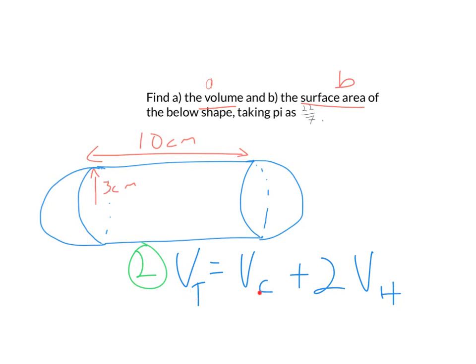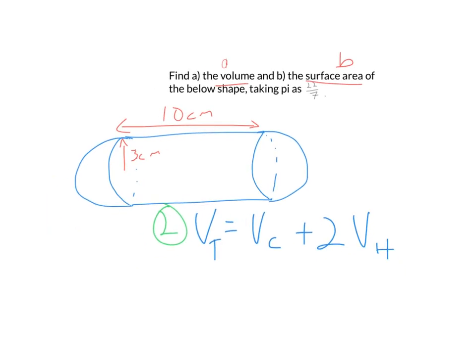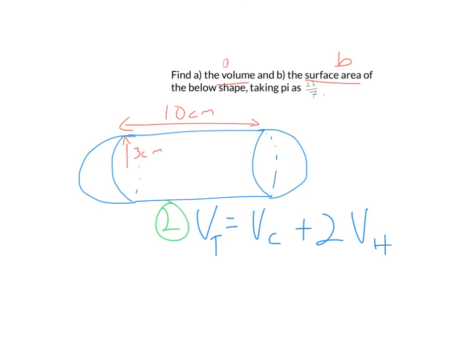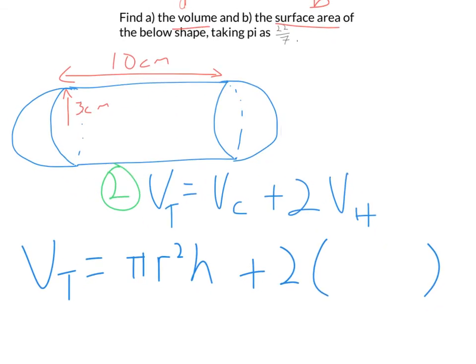Just using these small subscripts here, that's not something you have to do, but it can be a good way to keep track of things. So the volume T is total volume, volume C is the volume of the cylinder, volume H is the volume of the hemisphere. So now we're going to actually expand these out a little bit. So our total volume will be the volume of the cylinder, which is pi r squared h. Then we'll add 2 times the volume of the hemisphere, which is 2 over 3 pi r cubed.